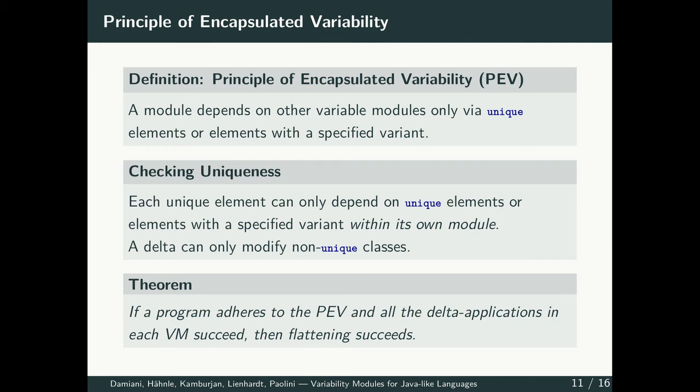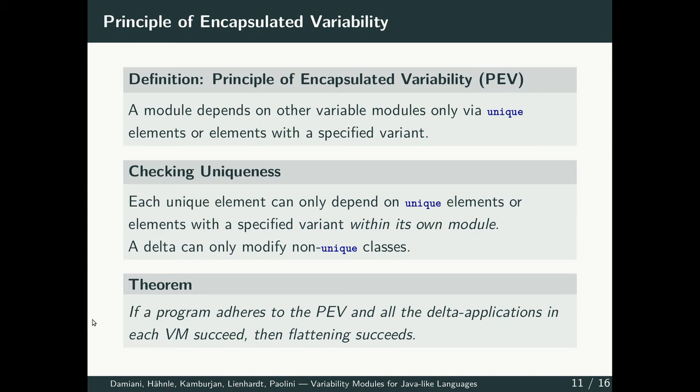And inside of a module, each unique element can only depend on other unique elements, or on non-unique elements with a specified variant. So essentially, we are handling the unique elements as an own module inside of the overall module. And finally, we need also to ensure that a delta can only modify non-unique classes, and this altogether is the principle of encapsulated variability. Right. So if I have dependencies, they must make sure that they use variability correctly, have no dangling references afterwards.